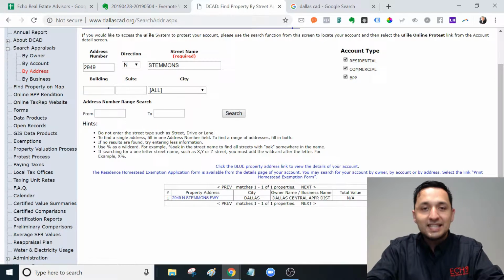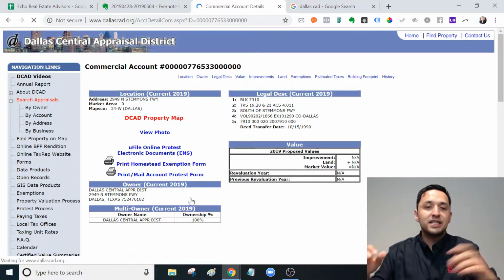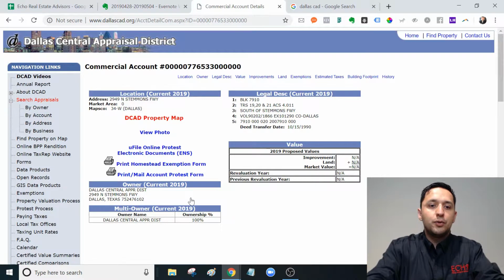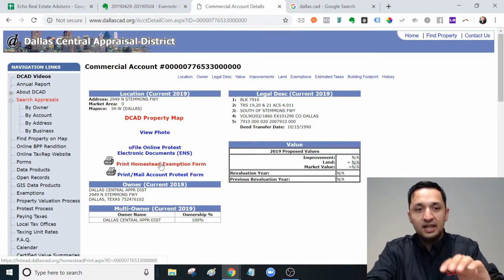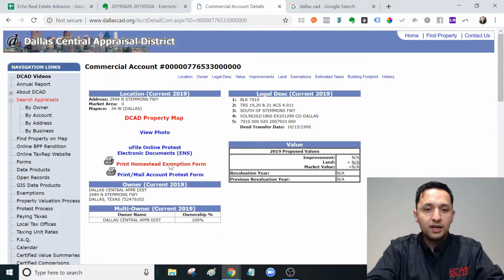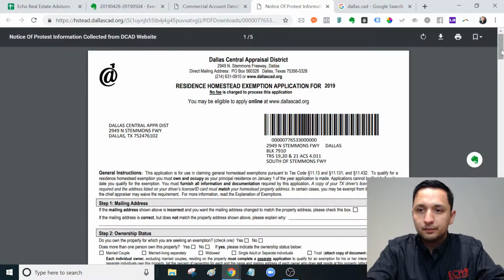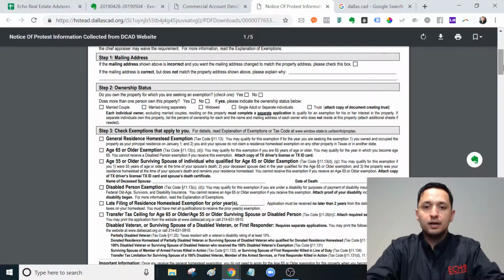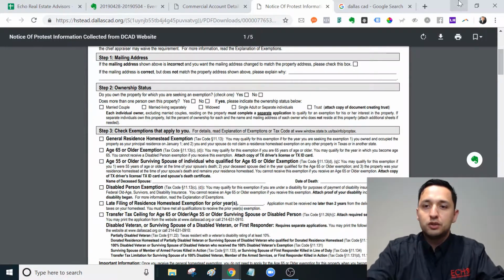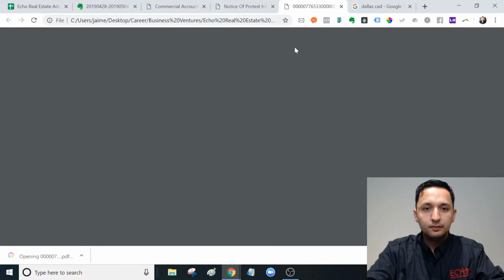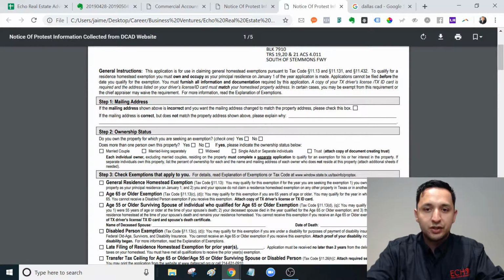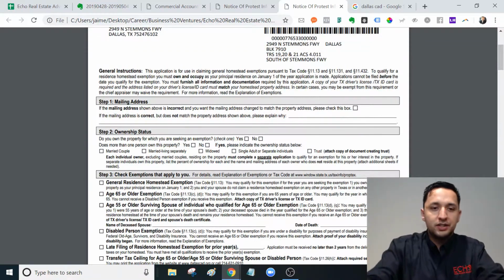All right, so this is a commercial address, which is fine for our purposes. This is just a dummy account. This is a dummy demo. So having a commercial address will be fine. We just need this information. Okay, we're going to go to print homestead exemption form. Unlike other counties, this one you need to download and fill out either on paper or in an editor.